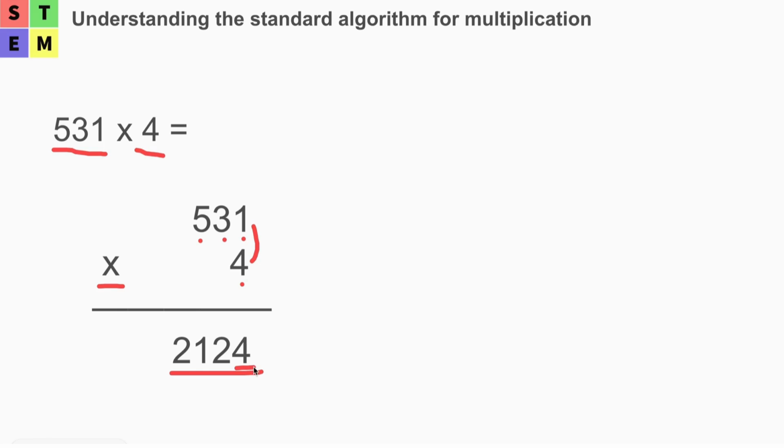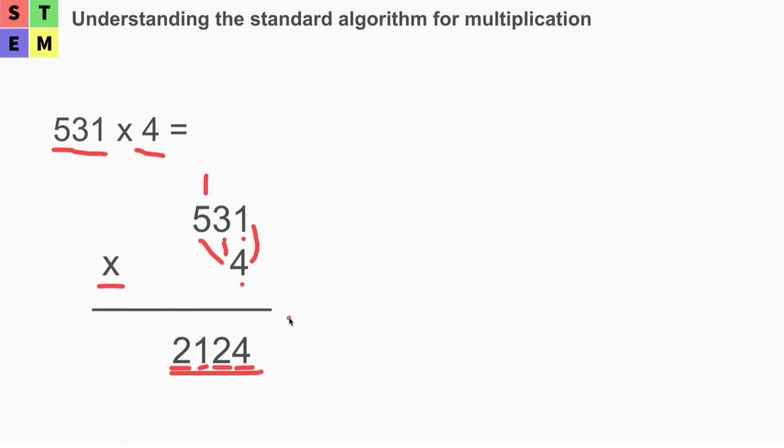So we write the 4 here, and 4 times 3 equals what? 12, right? But 3 is at the tens place, so we write 2 here, and we carry 1 over here. Then we have 4 times 5 equals 20, and 20 plus 1 is 21. Because it's at the hundreds place, we write 1 here and 2 here at the thousands place.